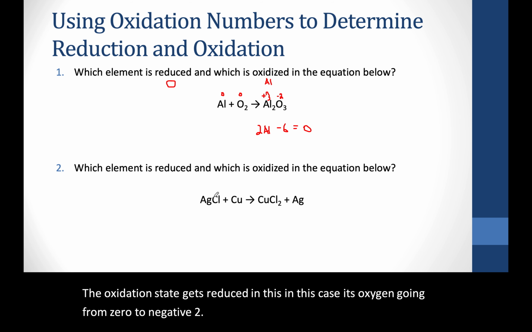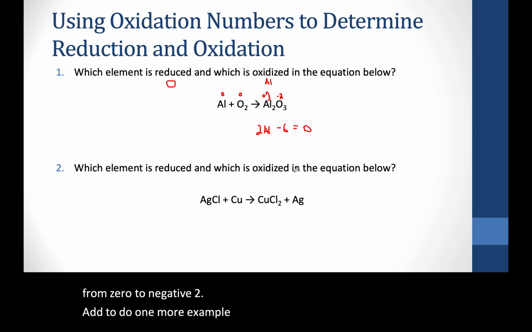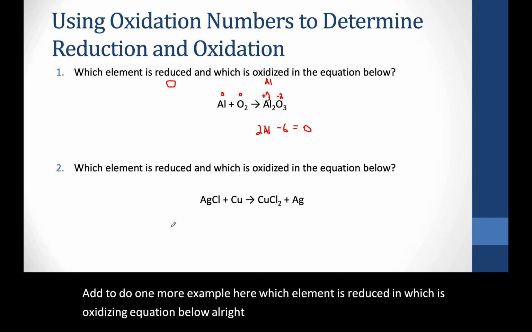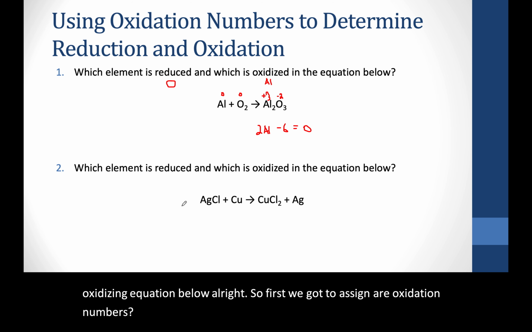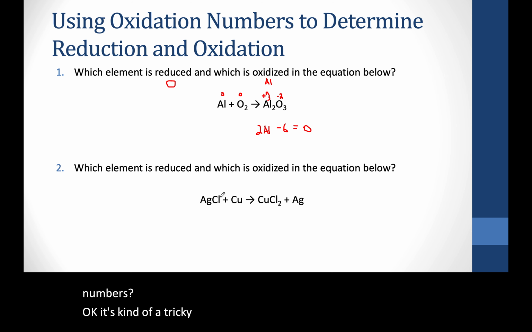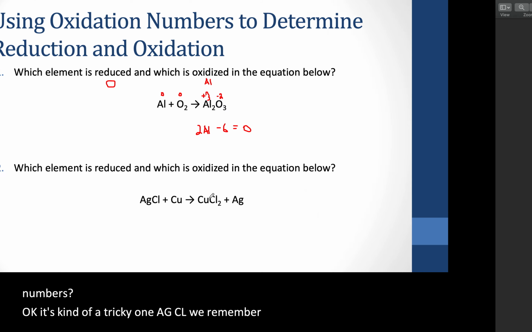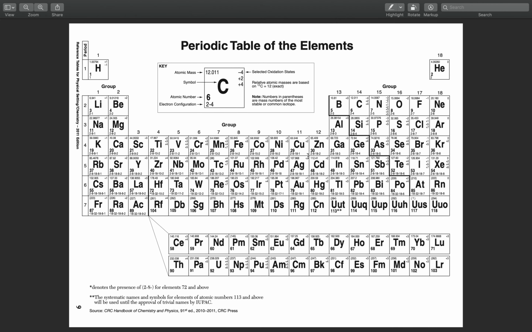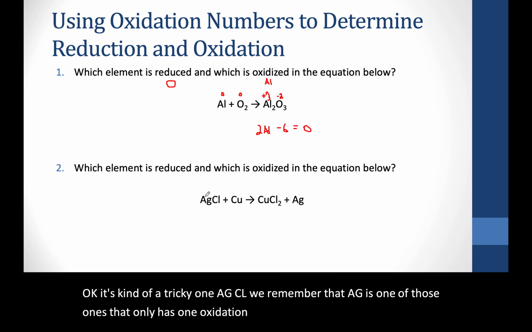Let's do one more example here. Which element is reduced and which is oxidized in the equation below? All right, so first we got to assign our oxidation numbers. This is kind of a tricky one. AgCl. We remember that Ag is one of those that only has one oxidation state of +1. And if you don't remember that, look at your periodic table.